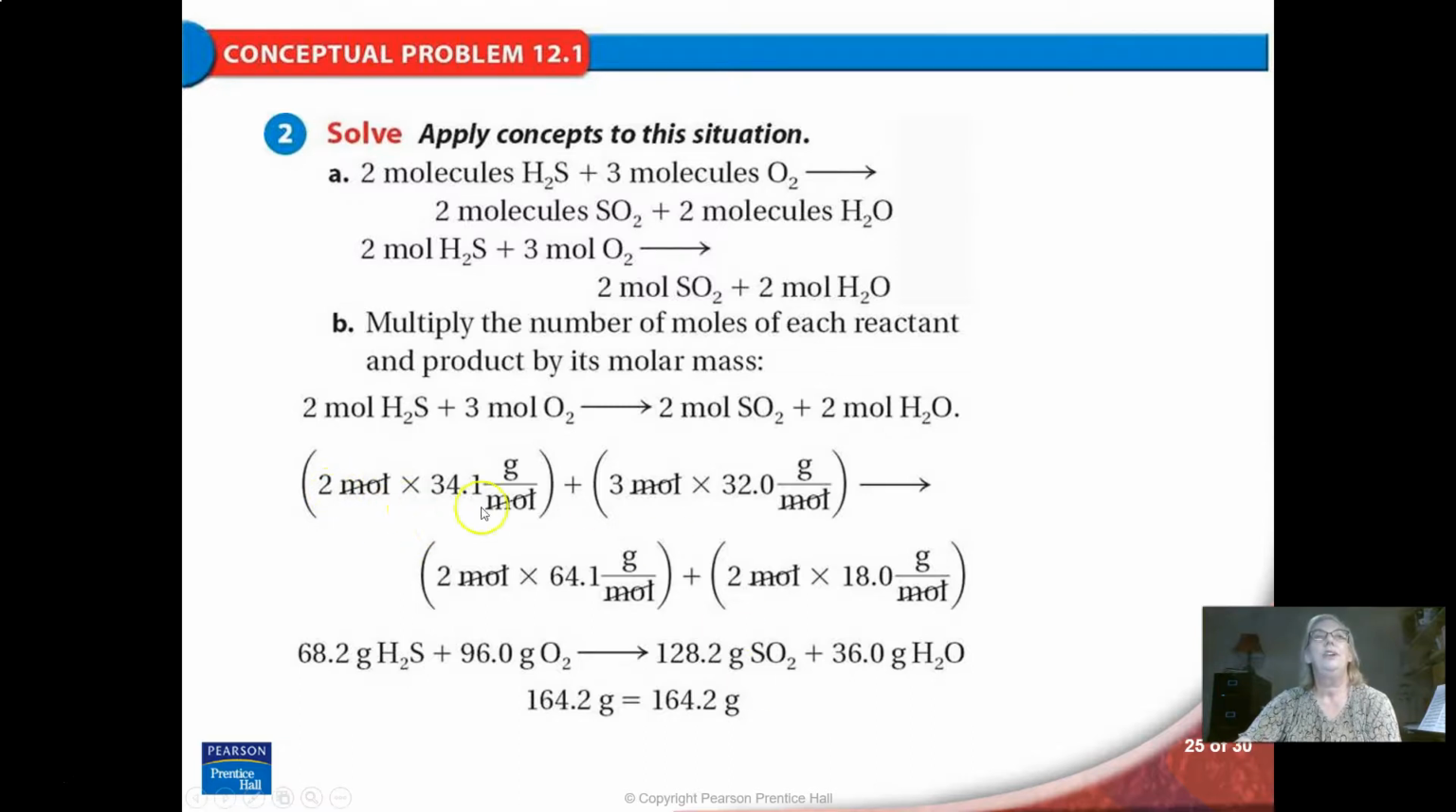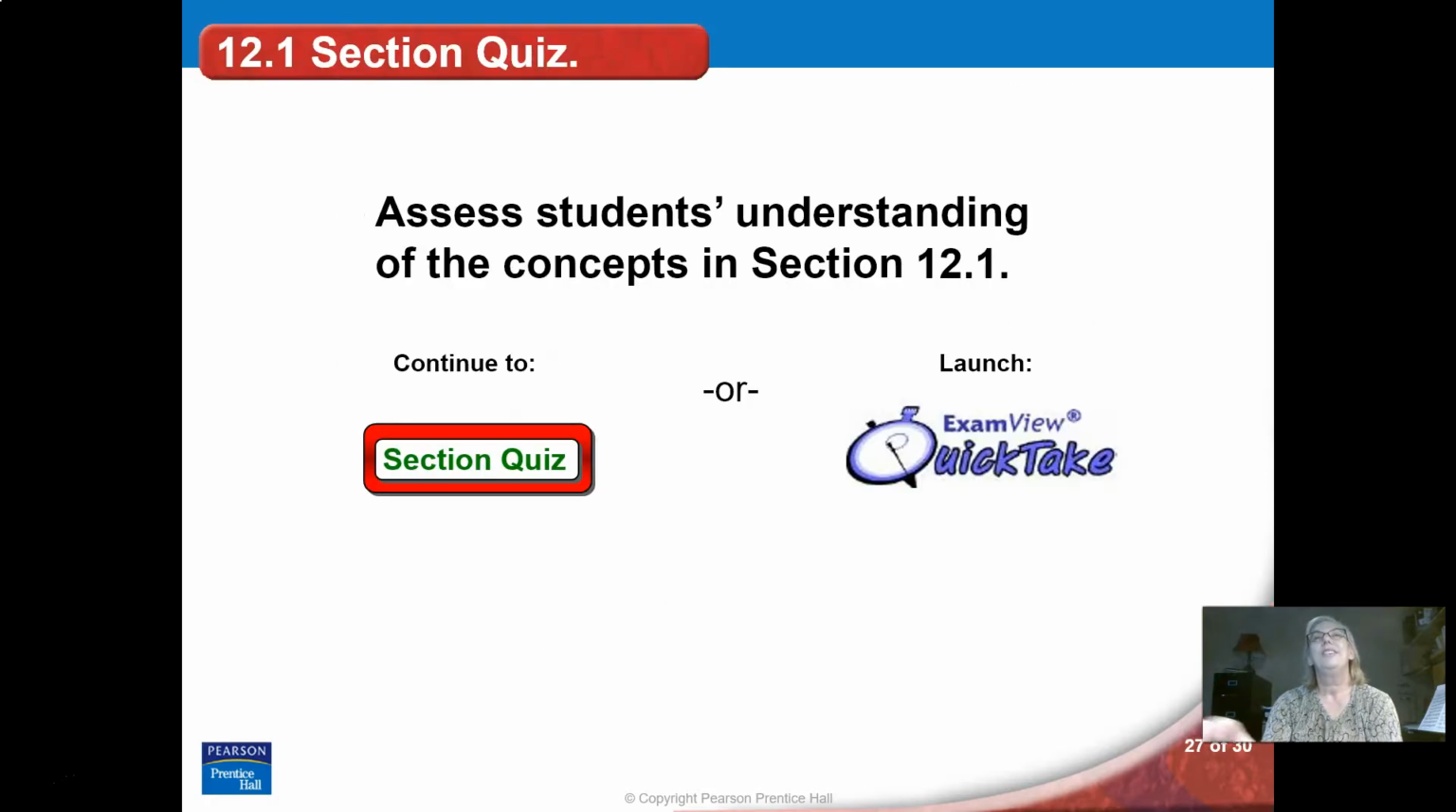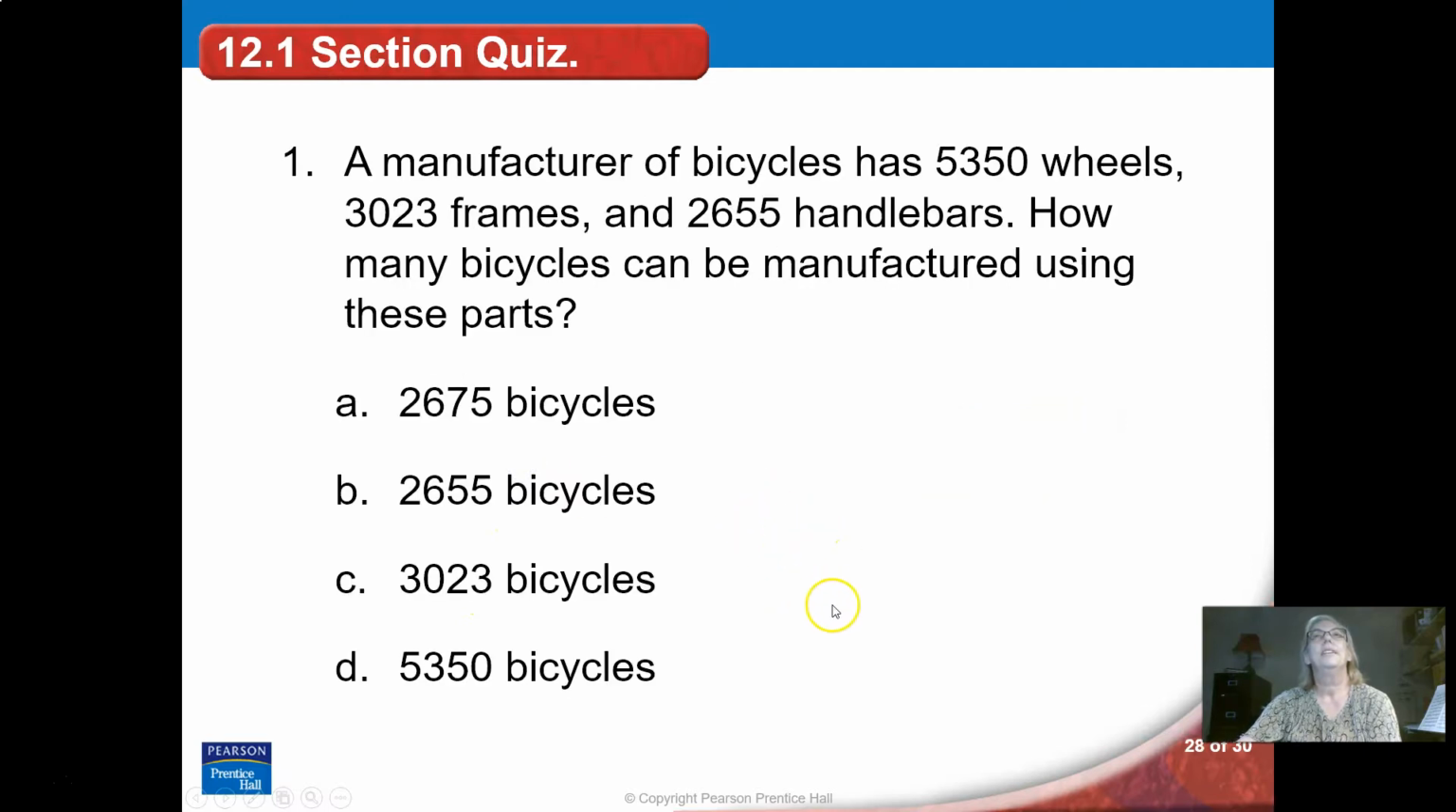And here we're figuring out molar masses and figuring out how many grams we have for each side. So this side, we figure there's 164. This side also 164.2. So that always has to be true. You can try that one if you like, and this is at STP, so you can do it like we did at the beginning of this set of slides. So let's see if you can do the quiz well. Check this out. I'll give you a second. You can pause me.